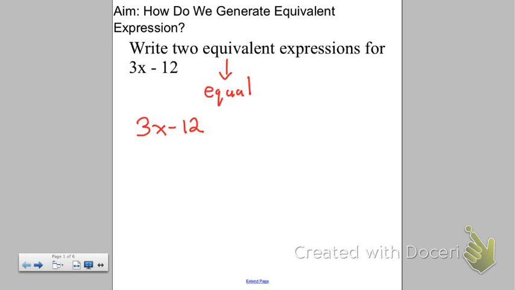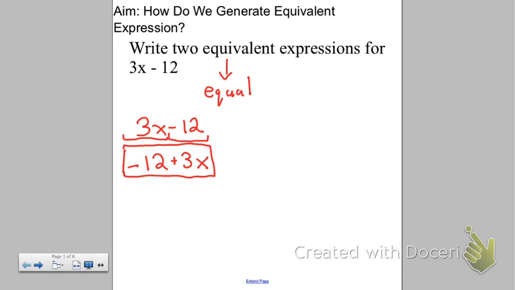The first equivalent expression I can write is by using the commutative property. I can rewrite this as negative 12. Since I have minus 12, it's negative 12. And then this 3x is positive, so it'd be plus 3x. That is one equivalent expression.